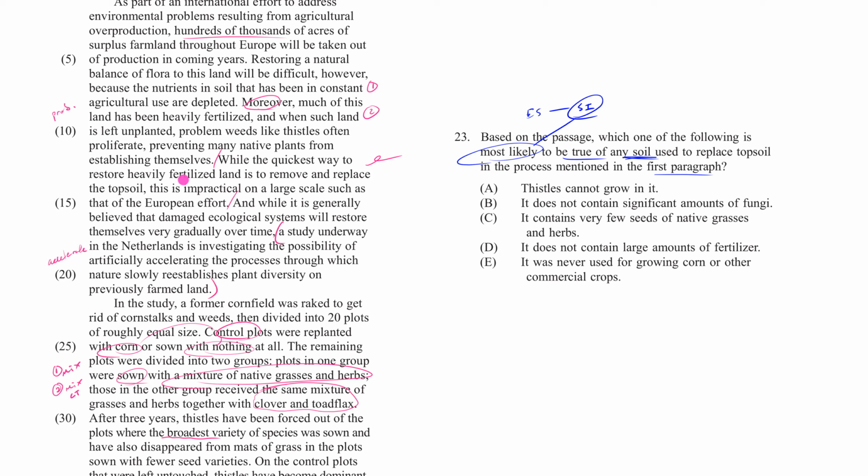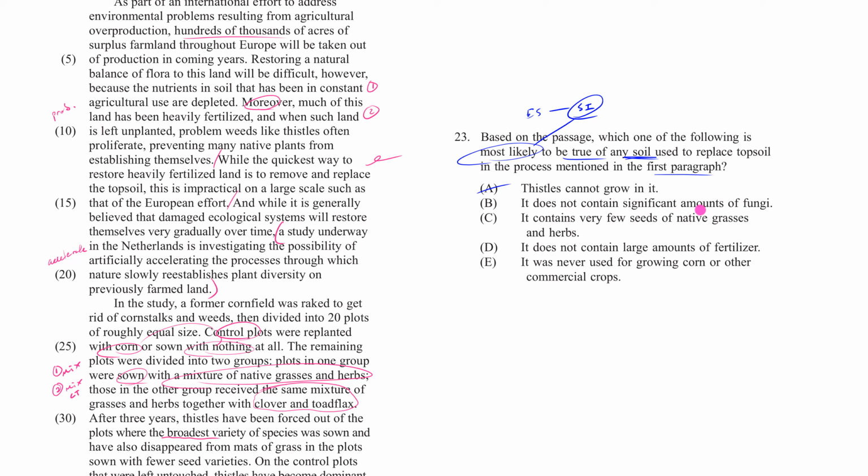Quickest way to restore heavily fertilized land. Here's the best way to do it. The second problem has been heavily fertilized. So the quickest way to restore heavily fertilized land is just to remove and replace topsoil. But it's impractical. Okay, so what's implied? Thistles cannot grow on top. Is that true? I don't think so. Why not? If it's good soil, I'd imagine thistles can grow on it as well.